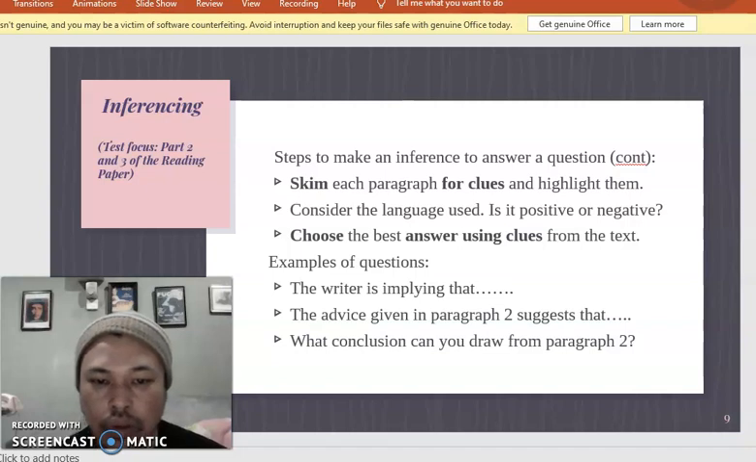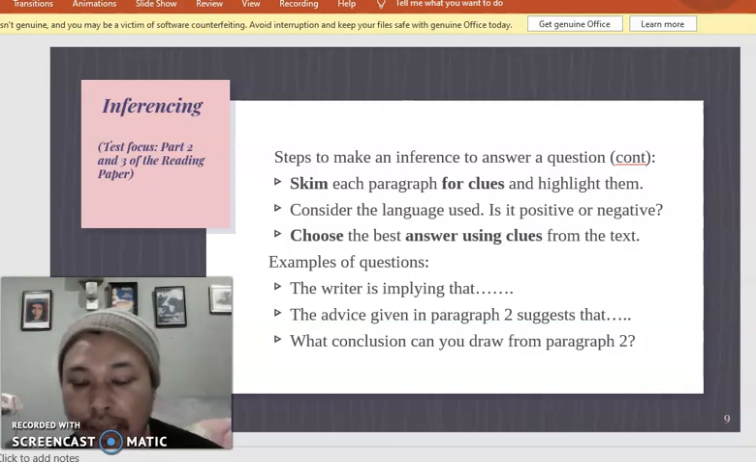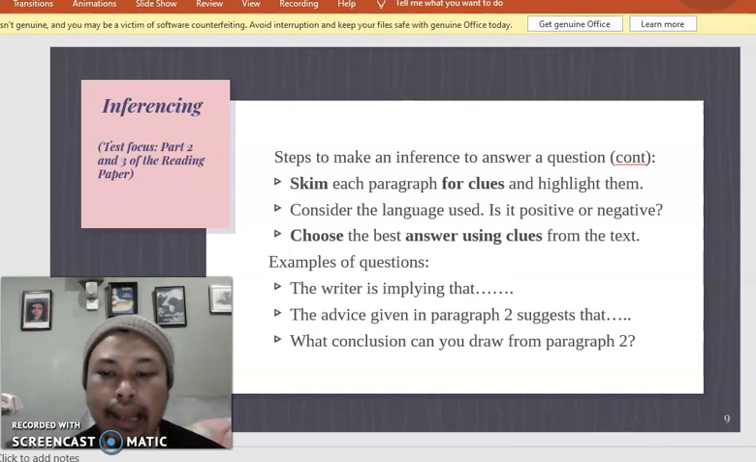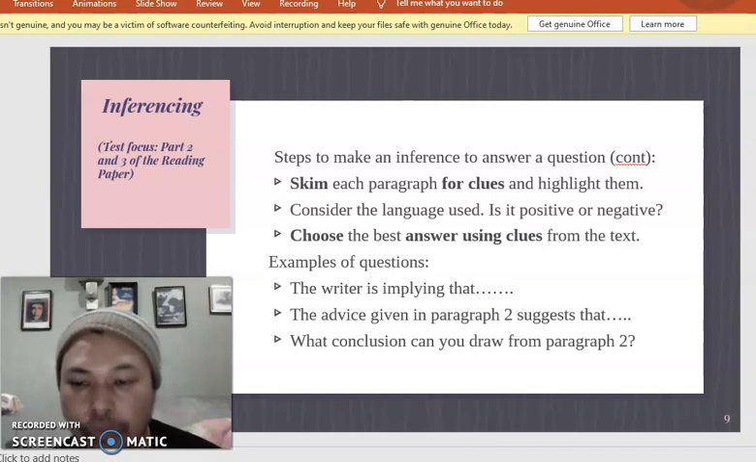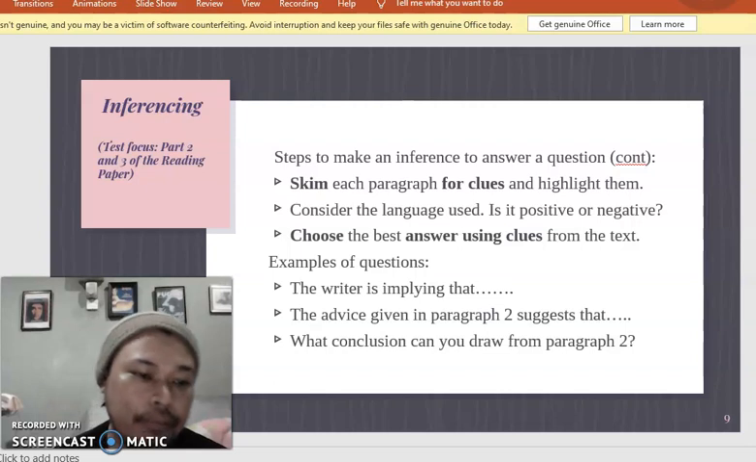So, examples of the question: usually, what is the writer implying? The advice given in paragraph 2 suggests that... So there's no answer stated, but you have to analyze it, and then you can come out with the answer. Okay, what conclusion can you draw from paragraph 2? This is inferencing. You have to infer.